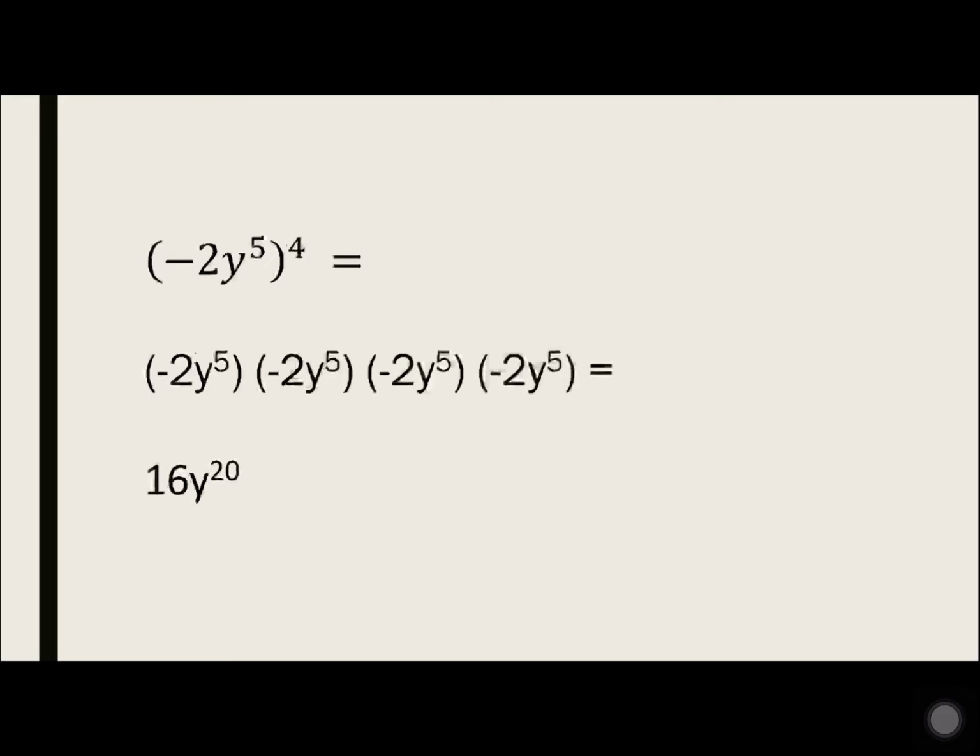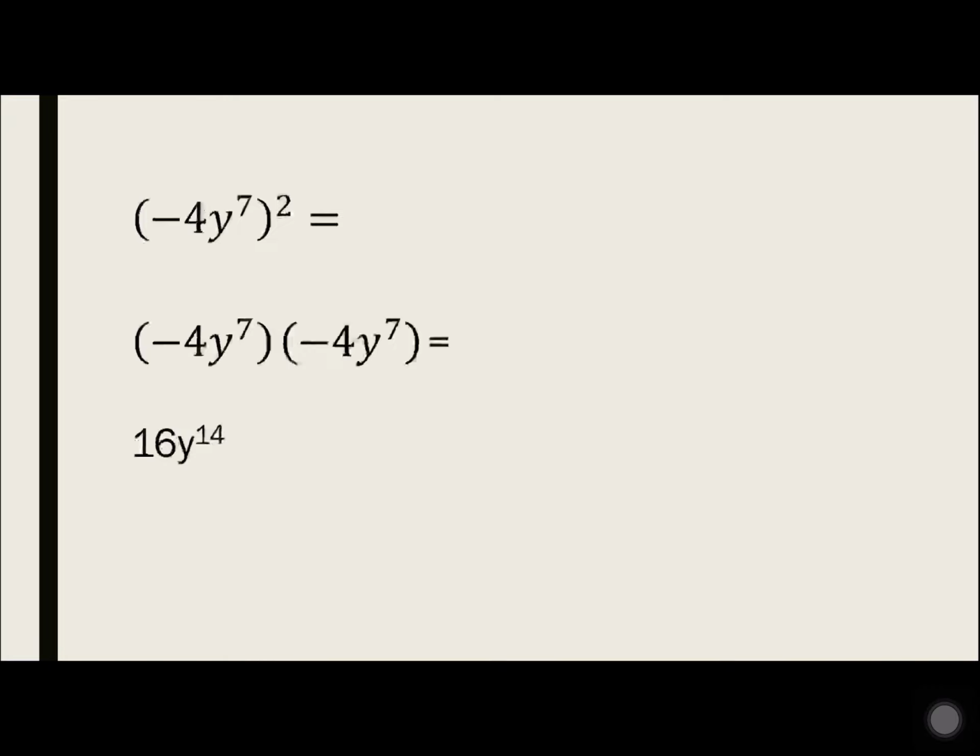Let's do the numbers. 2 times 2 is 4, times 2 is 8, times 2 is 16. And how many y's would we have? We'd have 5, 5, 5, and 5 more is 20. Or you could say 5 times 4 is 20.